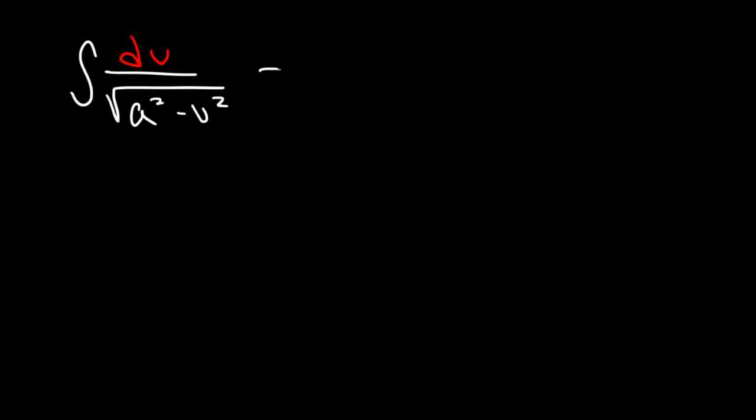In this video, we're going to talk about how to integrate functions that lead to inverse trig functions. Now, there's three formulas you need to know. The first one, the antiderivative of du divided by the square root of a squared minus u squared, is equal to arcsine u over a plus c. So that's the first equation you want to know.